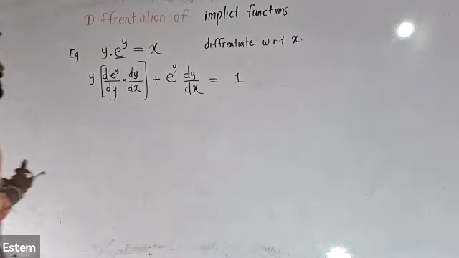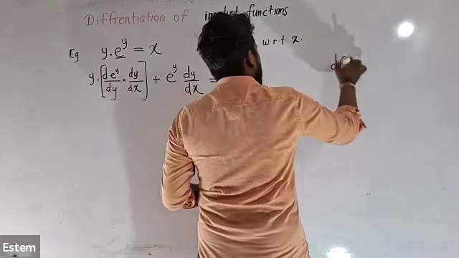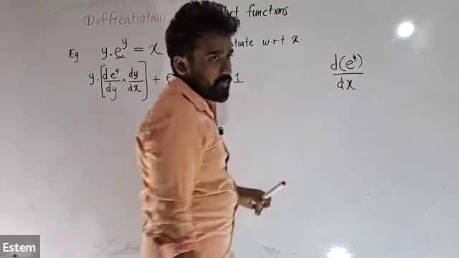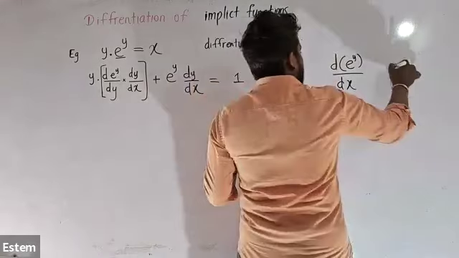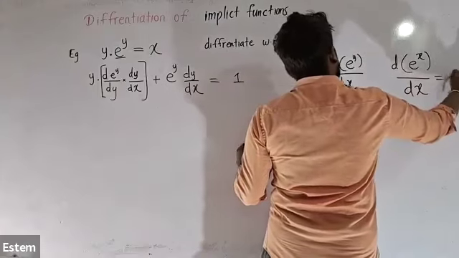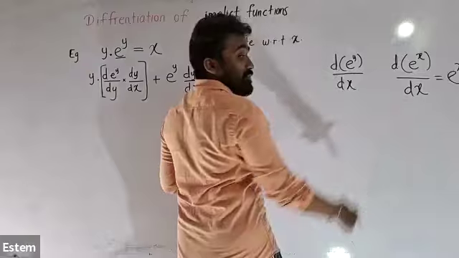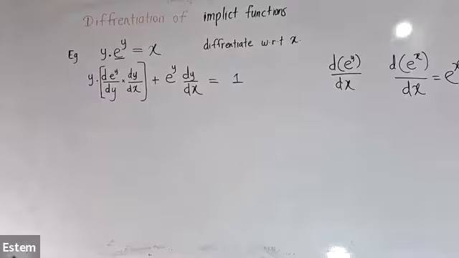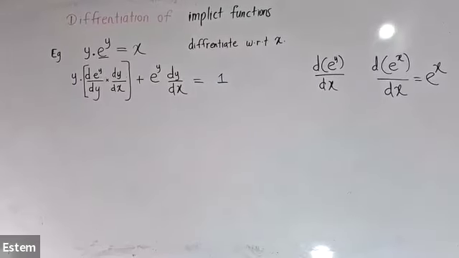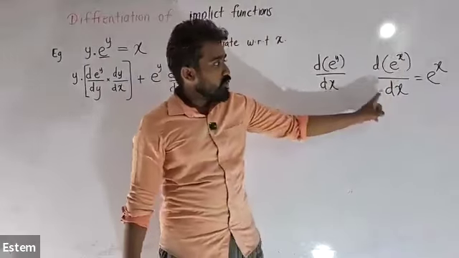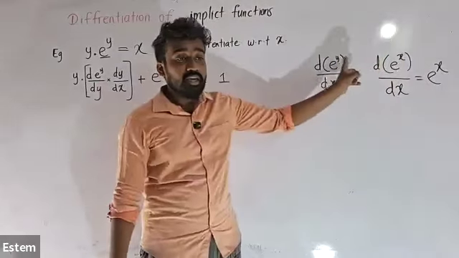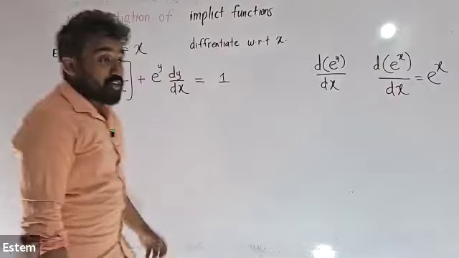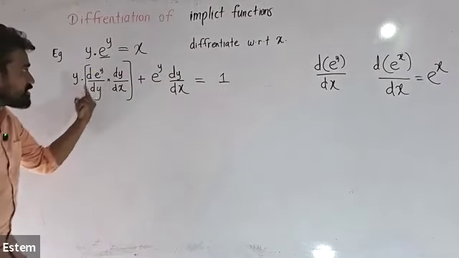Why can't we differentiate e^y with respect to x? Because there are no x variables inside of e^y. We can differentiate e^x with respect to x, then it is e^x. This is not equal to e^y. There should always be x terms in the term that we are going to differentiate. We can differentiate e^x with respect to dx, it is e^x, but we can't differentiate e^y with respect to dx.